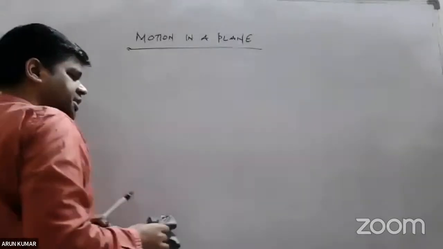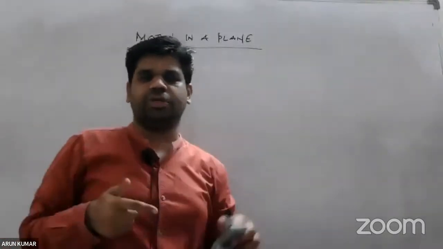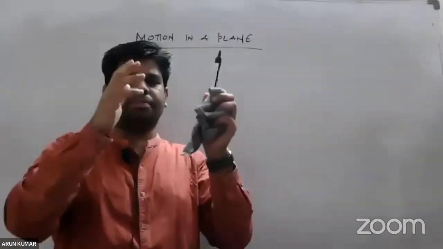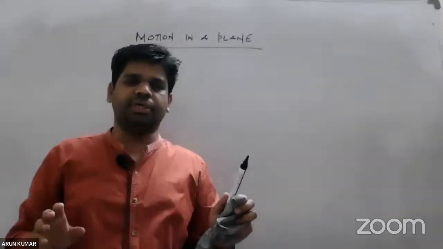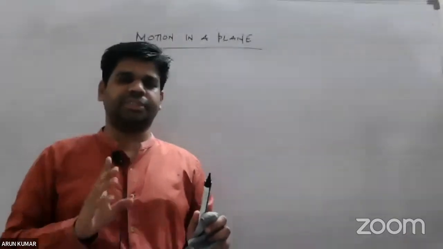Under constant acceleration, which gx? Gx could be g on Earth. Gx is g by 6 on Moon. Gx is something in a lift. Gx is something when the lift is going up. Gx is something when the lift is going down. But gx is constant throughout motion, and that is what we are studying. Motion under gravity or motion under constant acceleration is what we are studying.